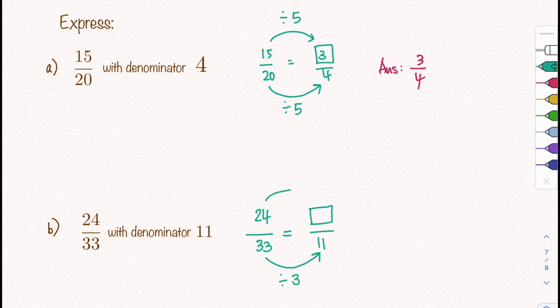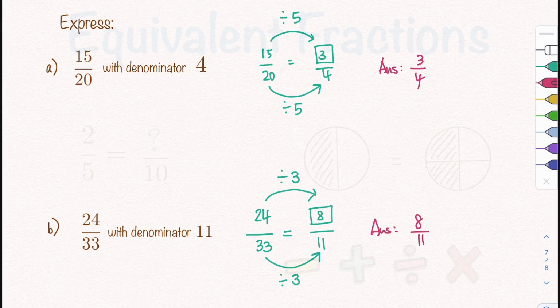So that means that we also have to divide the numerator by 3. What is 24 divided by 3? The answer is 8. And this means that 24 over 33 equals 8 over 11, and they're equivalent fractions. And going back to the question where it tells us to express 24 over 33 with a denominator of 11, the answer is 8 over 11.